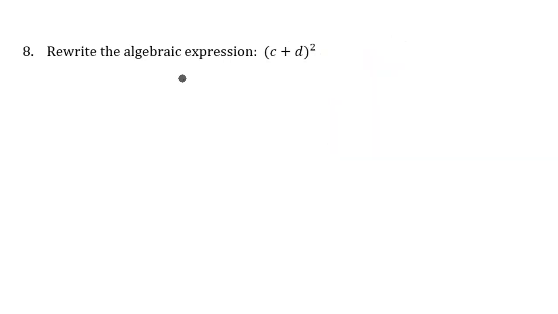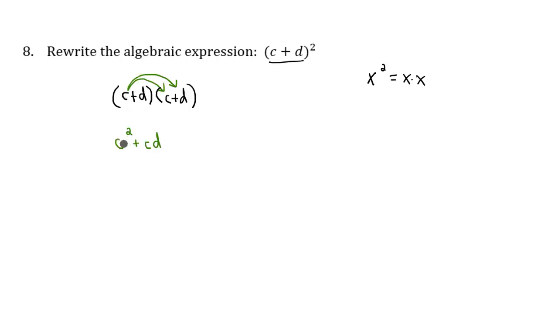Question number 8 is asking us to rewrite this binomial being squared. So because we have this binomial squared, we have to write it twice. It's going to be c plus d times, again, c plus d. And if you're wondering why we do that, well, just like when we have an x squared and we write that x times x, we had a c plus d squared. So we have to write that twice. So we're going to distribute everything.